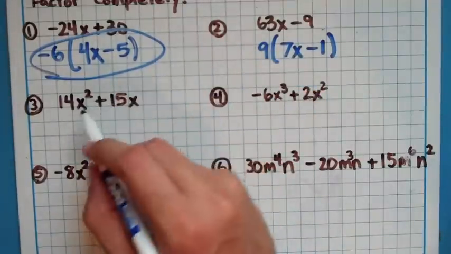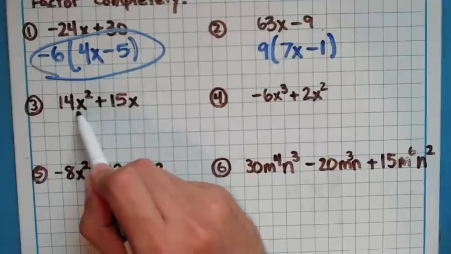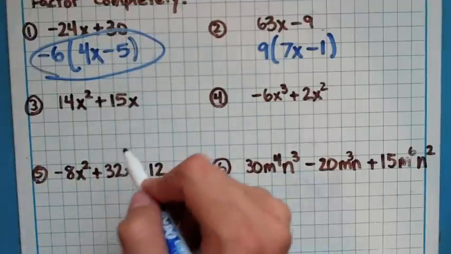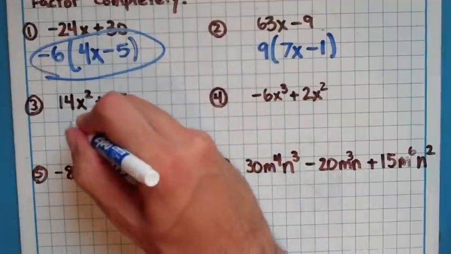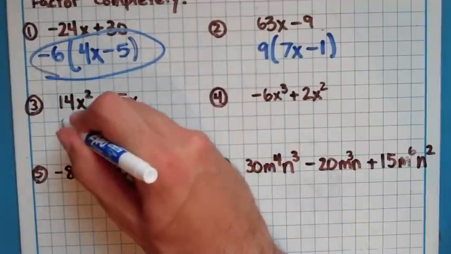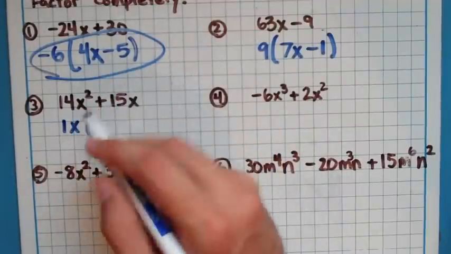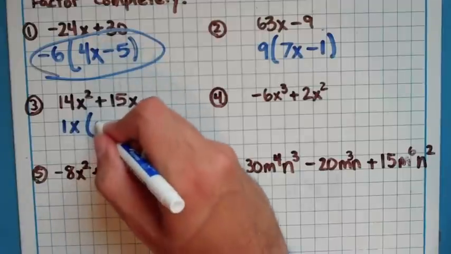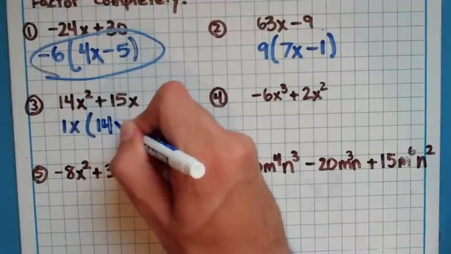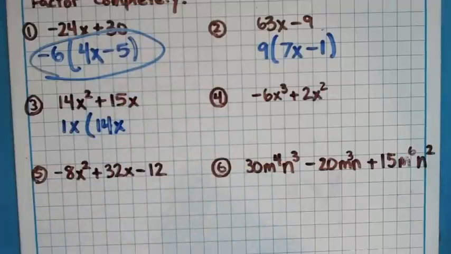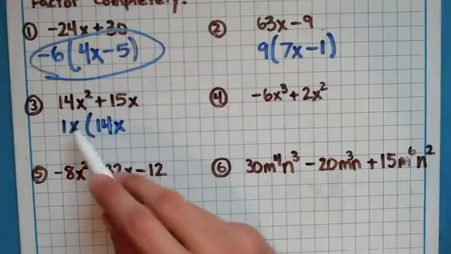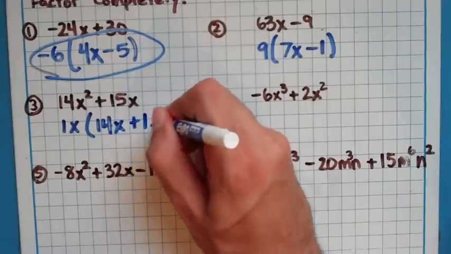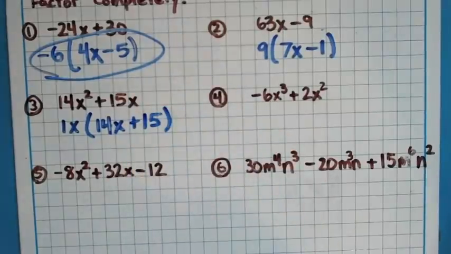But on this one, it turns out that there is an x in both of these. There's 2 x's on this guy. There's 1 x in this guy. They have an x in common. So I'm going to pull out an x. And you can write a 1x if you want to. You don't have to. If I take an x out of this, 14x squared divided by 1x, I'm going to get 14. And there's only going to be 1x left over because I took one of them out. On the second part here, 15x, and I took out one of the x's, I'm going to have just a 15 left over. So this is my factored form.